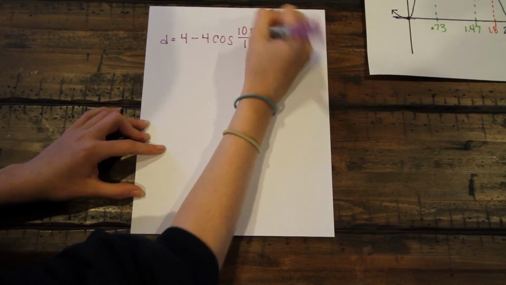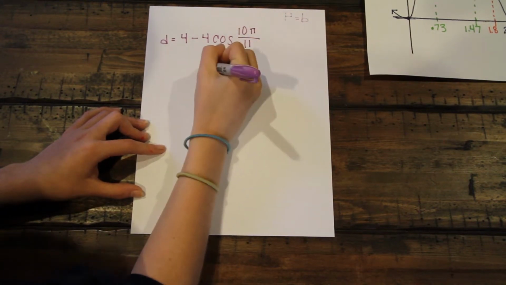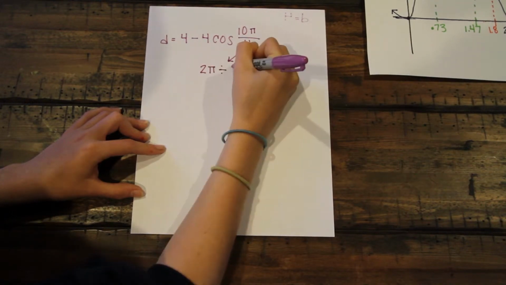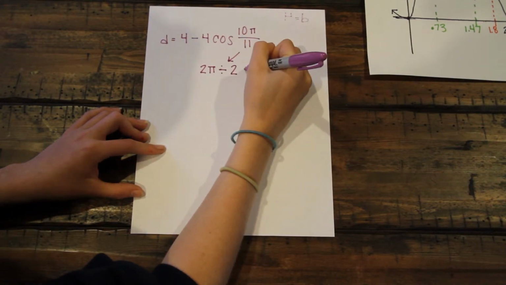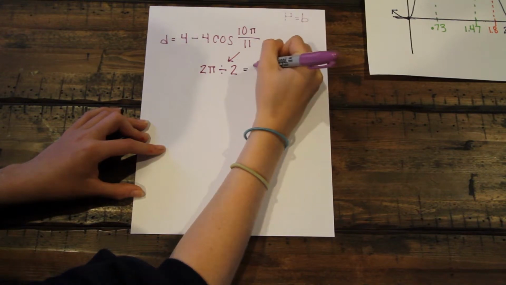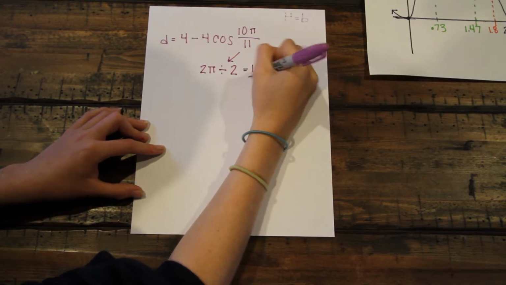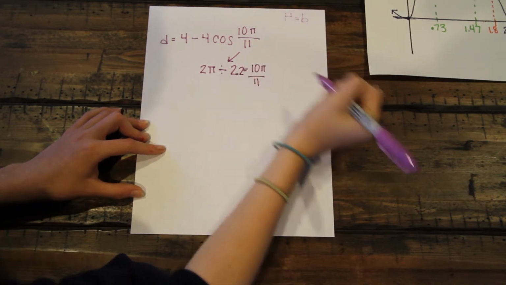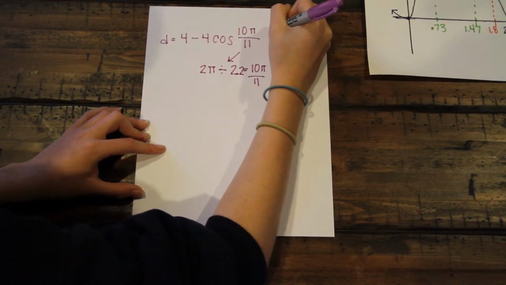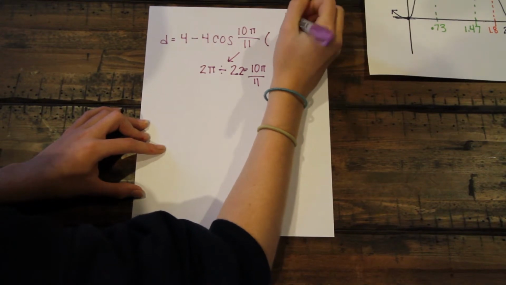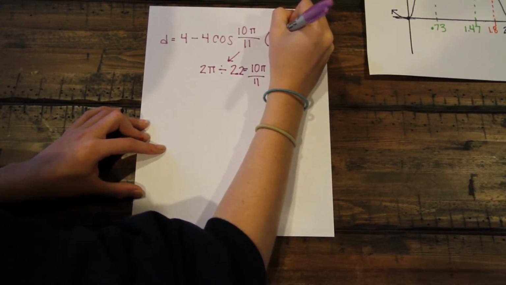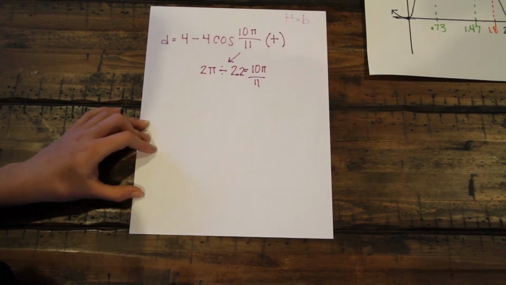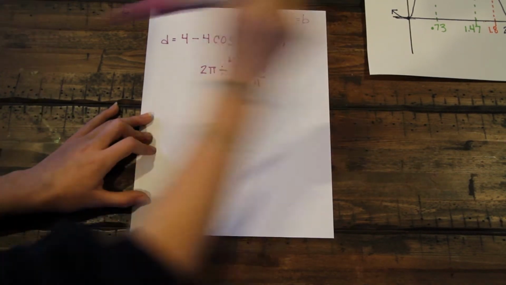And to get the b value, you have to divide 2 pi by the period, which was 2.2 seconds, and that gives you 10 pi over 11. And lastly, it's t instead of x because you're measuring time.